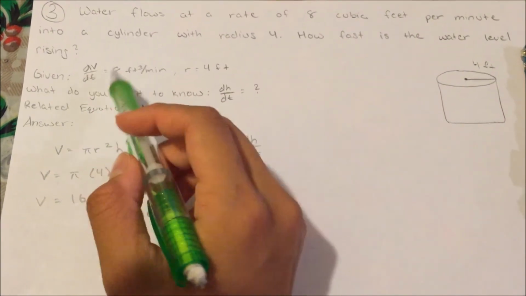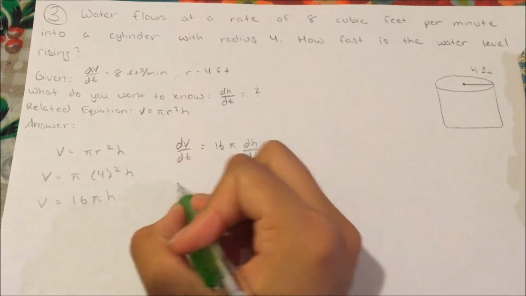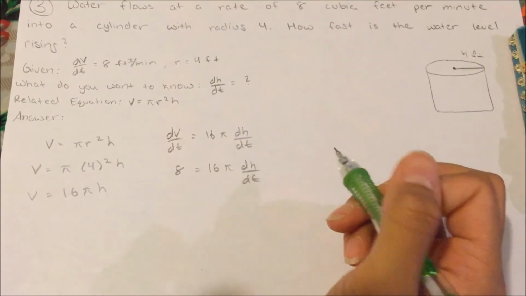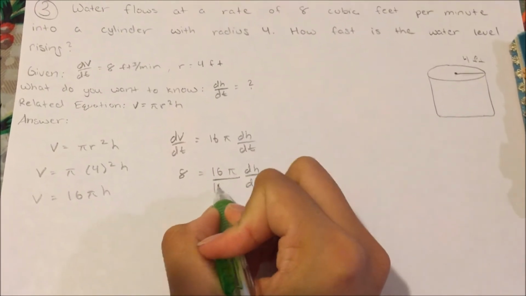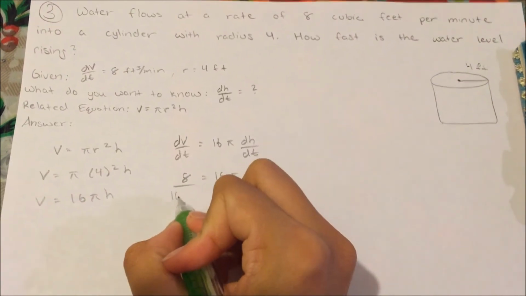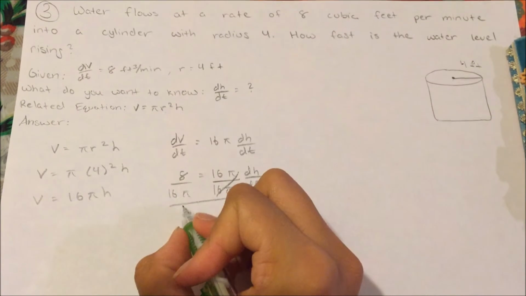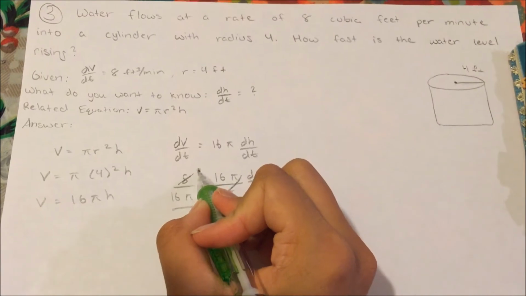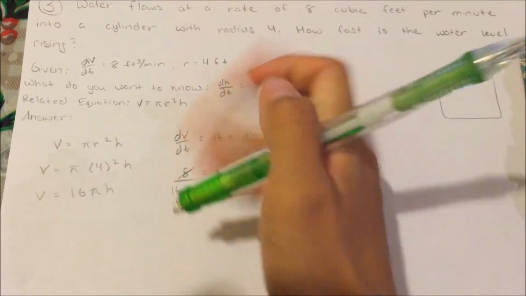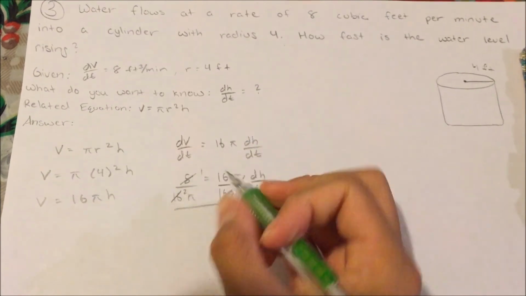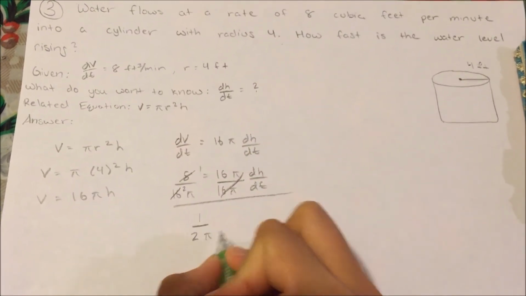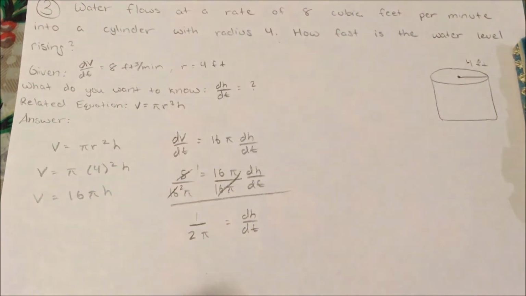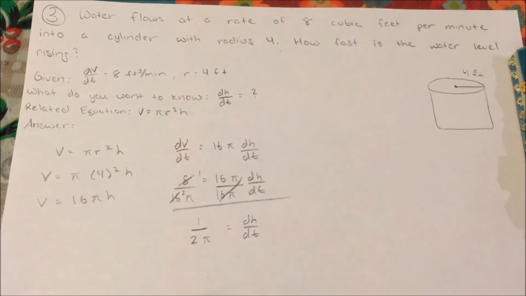We saw that our dV dt is 8 cubic feet per minute because that's what was given. 8 equals 16 pi dH dt. Divide by 16 pi to isolate dH dt. This was going to simplify over 1, not 2. I wrote 2. Don't know why I wrote 2. 1 over 2. It'll be 1 over 2 pi equals dH dt. And it's rising at a rate of feet per minute, I believe.